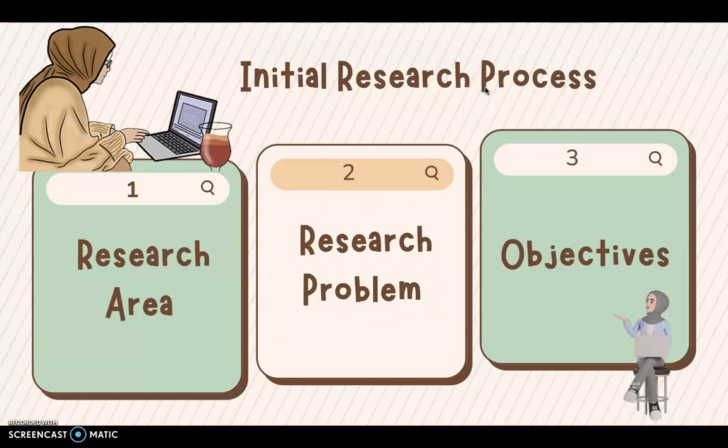In order for you to develop a system, you need to initialize your research process first. You need to determine the research area in order for you to tackle what the problems are within the area that you are interested in. And from the problem, you can propose a solution that can be your objective of developing the system. These three initial processes are what you need to identify in order for you to develop a system title or a system background of study.